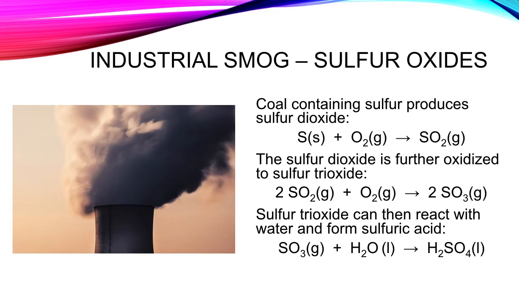Sulfur oxides also make up industrial smog. So there is a little bit of sulfur in most coal, and when that sulfur is burned, it combines with oxygen and produces those sulfur oxides, which are a molecule of sulfur combined with oxygen in various different numbers. The main issue with sulfur oxides is that when some of those get into the atmosphere, they can react with water, forming acid, sulfuric acid, which is that equation on the very bottom of your screen.